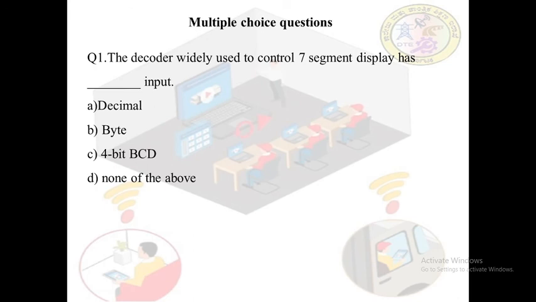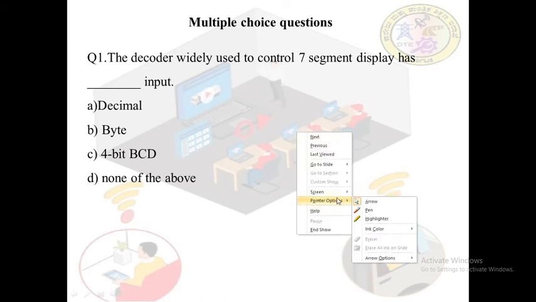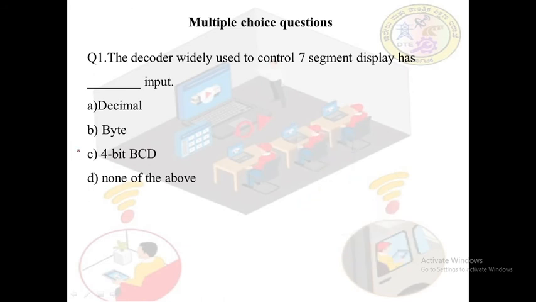First question, the decoder widely used to control a 7-segment display has dash input. The decoder widely used in order to control the 7-segment display has 4-bit binary coded data. So it has 4-bit binary coded data. So it is option C.